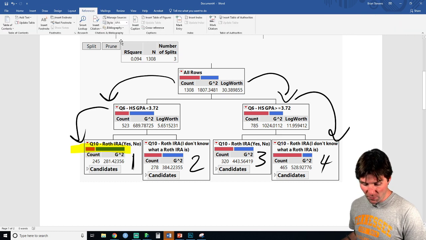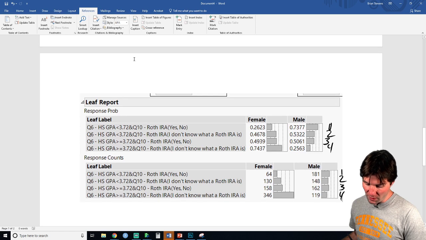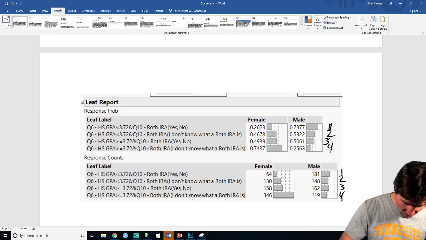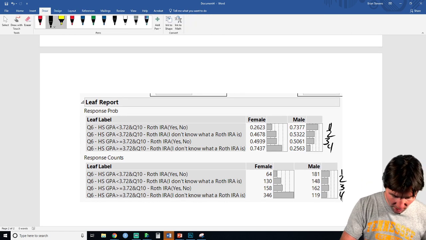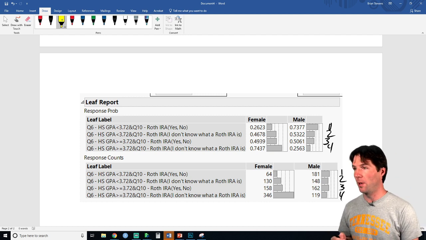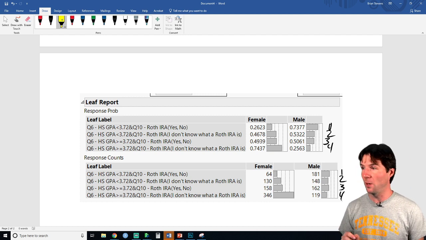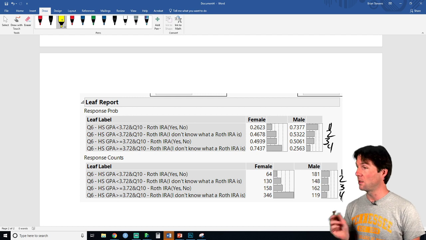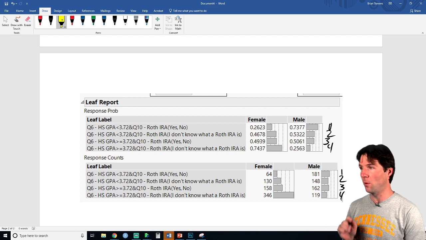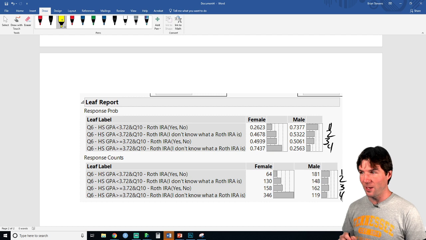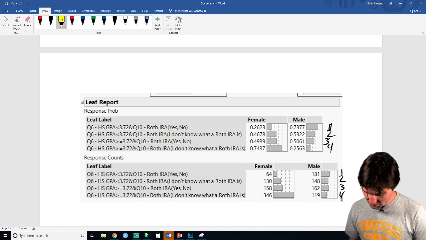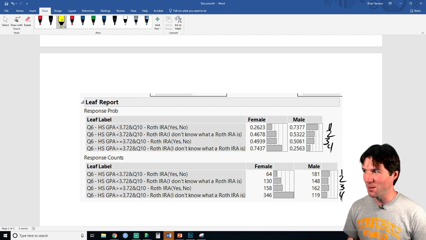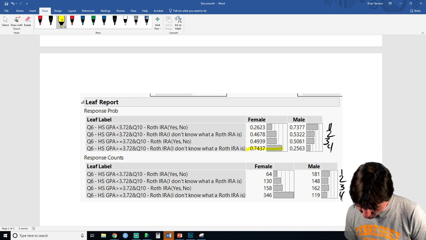at that. In leaf 4, the probability of being female was, what was it? What was the probability of being female in leaf number 4? Do you see leaf 4? Do you see the probability of being female in leaf 4? The probability of being female in leaf 4 was 74%, you got it, it's right here. That's the probability of being female in leaf 4.